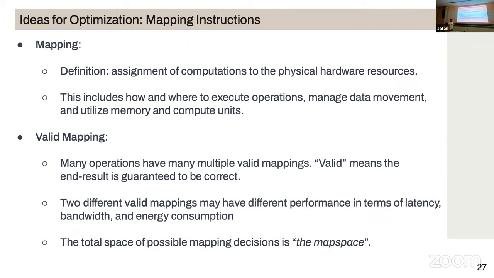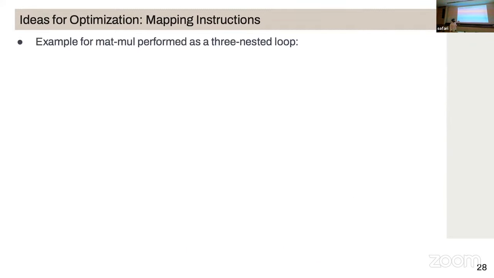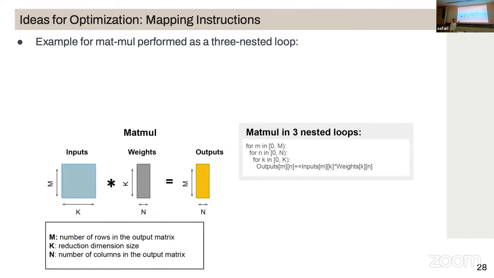And the total space of possible decisions for this is very, very large, and it's called the map space. So you can't simply traverse the full map space. So what the authors did was, before I get to the experiment, I'm just going to provide an actual example. Matrix multiplication is usually done as a three nested loop. It's also called the naive way to do a matrix multiplication. That's usually how you would do it in an exam, where you traverse the rows, traverse the columns, and then you multiply. And that's actually three loops that you're conducting.